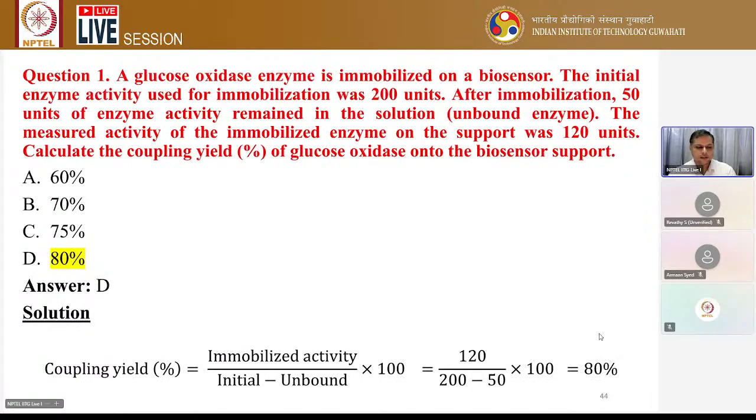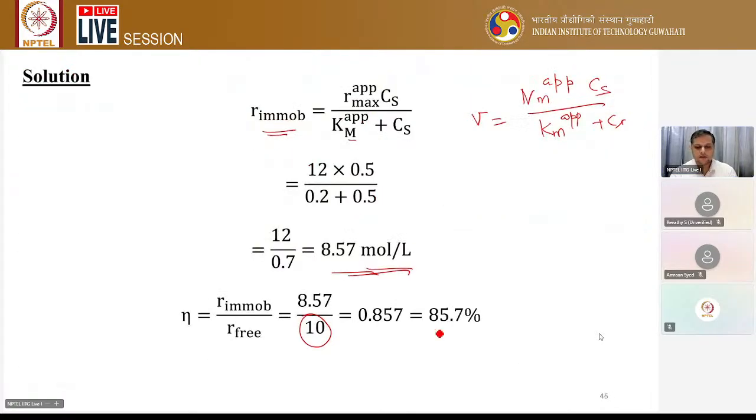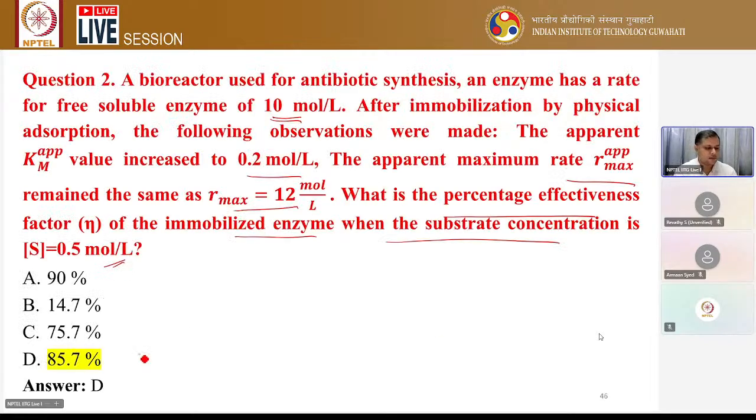So it has decreased from 10 to 8.57, and the percentage will be 85.7%. So this is the rate in the presence of immobilized enzyme and the rate in the presence of free enzyme. So you can see option D will be correct in this case. Is this clear to you?